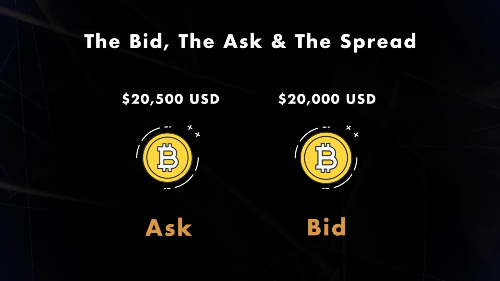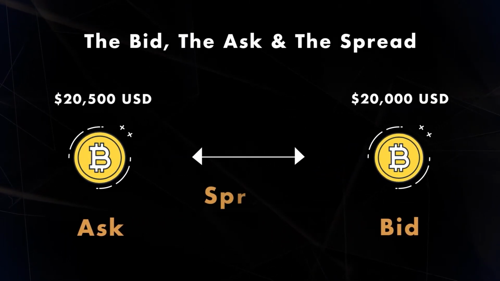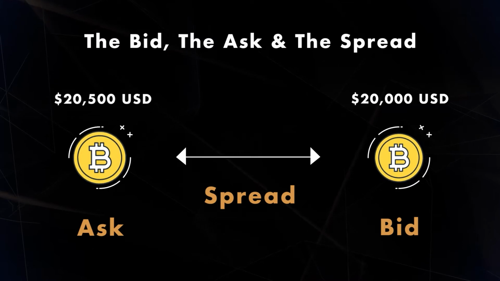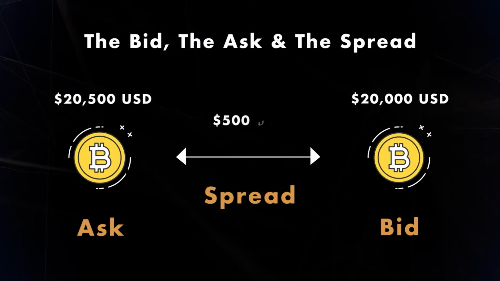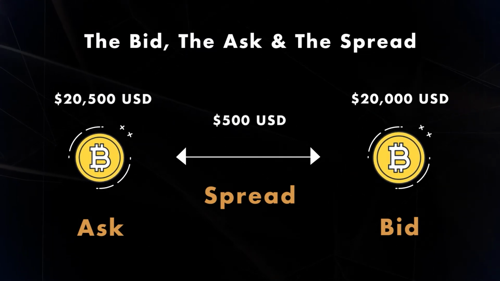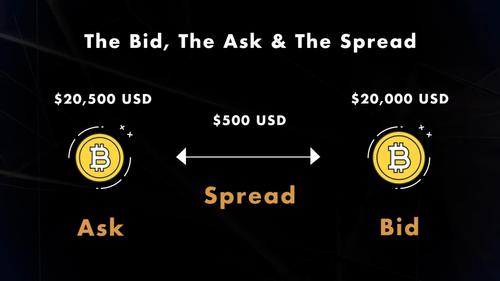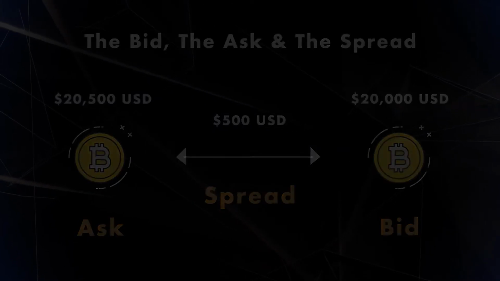The space in between the bid and the ask is called the spread. So in this example, the spread is $500. Taking advantage of the spread is how brokers can make money buying and selling for other people. Number 3, order books.